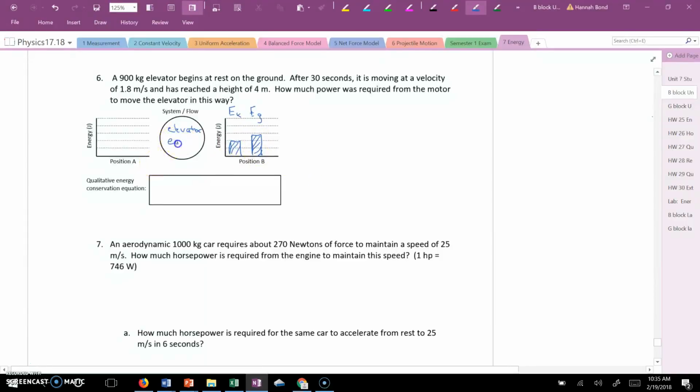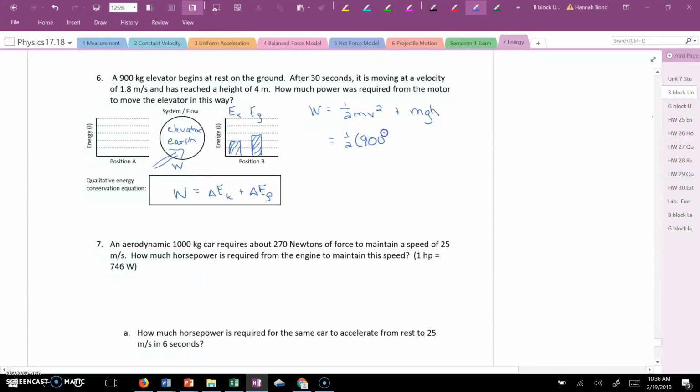And the energy that we see at position B came through the process of working. It was transferred into the elevator system from the motor. So the work that the motor did equals the change in the kinetic energy plus the change in the gravitational energy. And so we want to figure out the power of that motor. Well, first we calculate the work. It's the kinetic energy plus the gravitational energy.